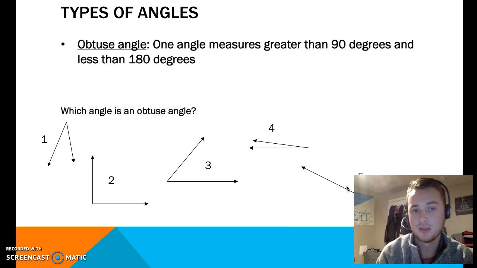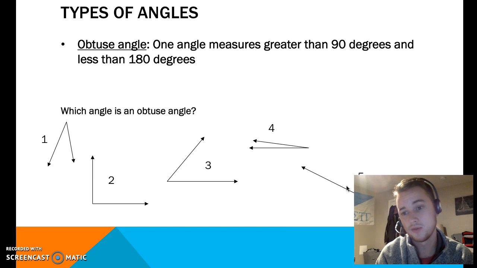Take a minute and look at the same set of angles again, and think to yourself, which one is an obtuse angle? Now that we've had some time to look at the angles, we know 1, 2, and 3 are not obtuse angles because 1, 3, and 4 are acute angles, and as we discussed, 2 is our right angle. That leaves us with 5. Number 5 is an obtuse angle because it's greater than 90 degrees but less than 180.